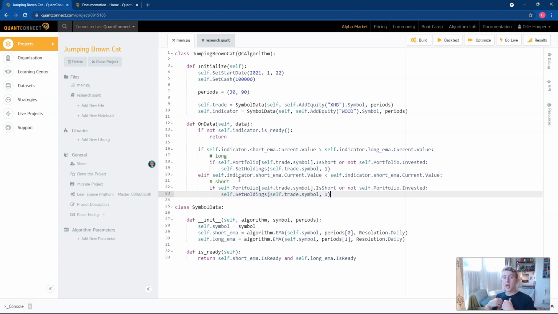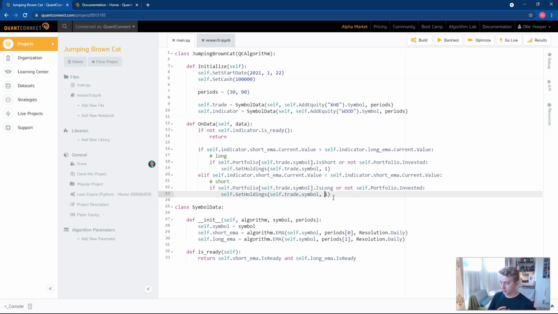So we only want to trade into being short to prevent overtrading, where we're just trading minute amounts and racking up fees. We only want to do that when we're long on our XHB or we're not already invested. So instead of is short, let's just put is long.